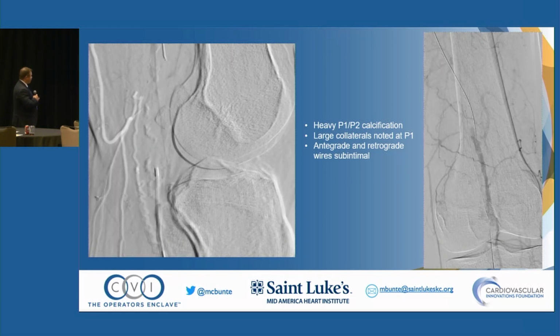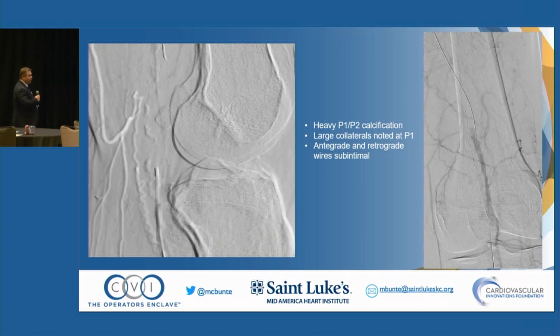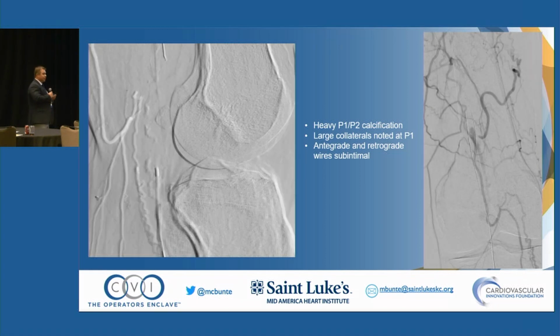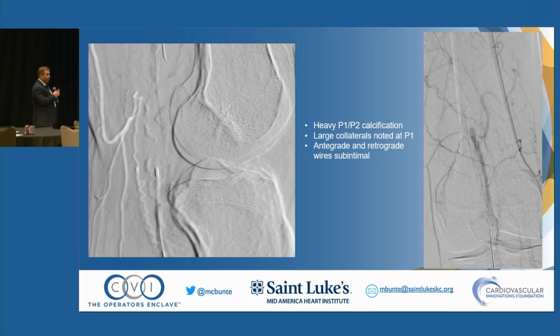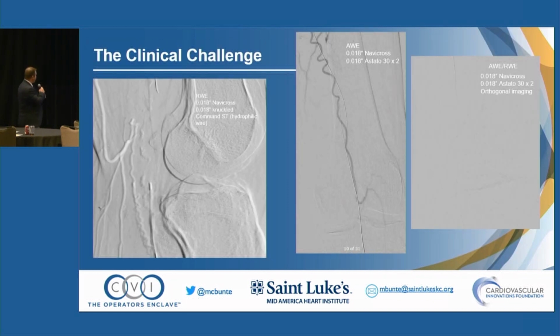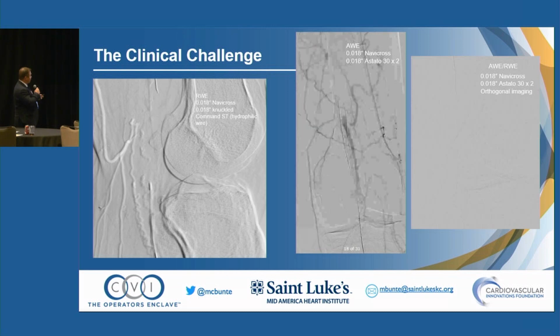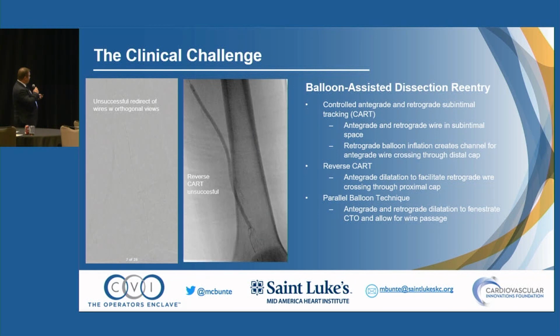You can see I started to escalate here, and now I'm using Astato 30s from above and below to try to overlap, thinking about balloon-facilitated reentry here. So I was able to overlap the wires, but again, both wires are out of the artery. There's a lot of collaterals going on right here, so potentially problematic depending on where you inflate. And essentially I tried to do a reverse CART, so I placed a balloon antegrade where there was a bit of overlap, and wasn't successful in reentering.